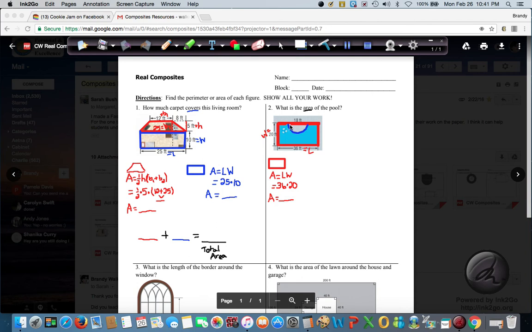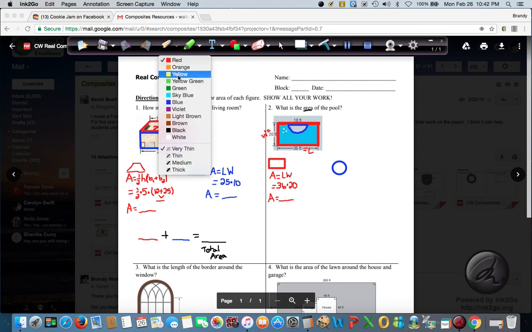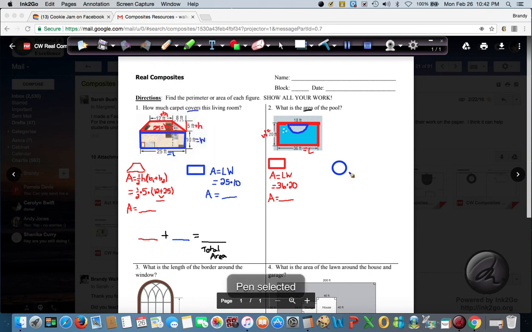That semicircle is what we have for our part that we're going to remove. So we're going to have to find the area of a full circle and then take half of it. So the area of a circle, and again, this is on your formula sheet, is pi r squared.